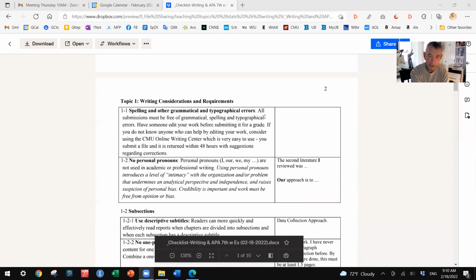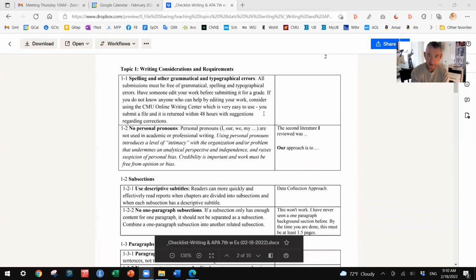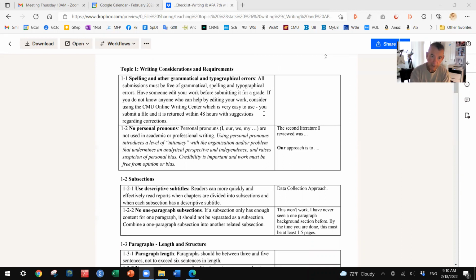I've prepared this checklist and you can sort of see how it's structured in a table. I've got the topics, and then on the left, I have the general guideline. And on the right, I try to use examples. Now, the examples that you'll see in this document are real cases or instances that I've extracted from the many student papers that I've reviewed over the years. So let's talk about topic one, writing considerations and requirements.